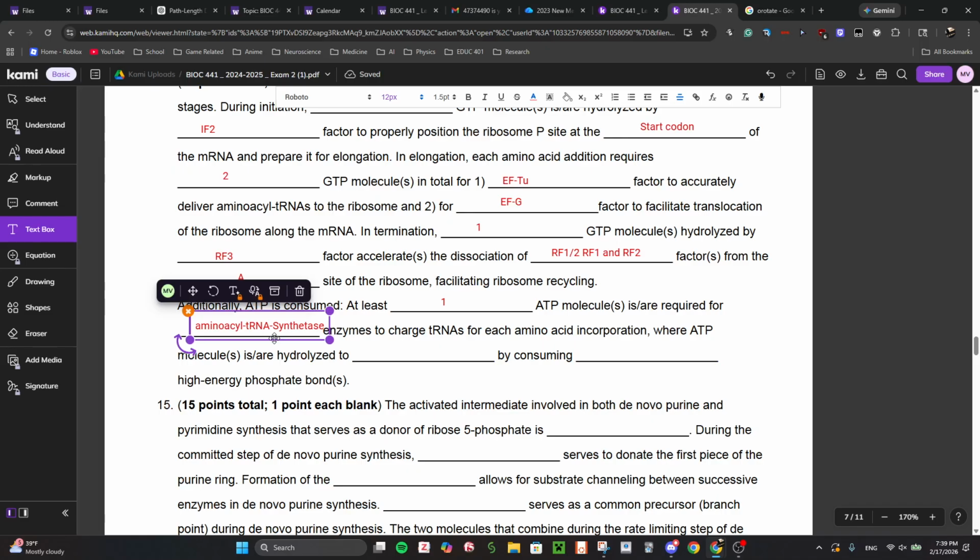So it's not just aminoacyl tRNA. Oh, I see what you're saying. Yes, you do, because there's multiple of them. It's required for aminoacyl tRNA synthetase enzymes. It's weird because you just have to remember there are many different types of synthetases. Every amino acid has a separate one.